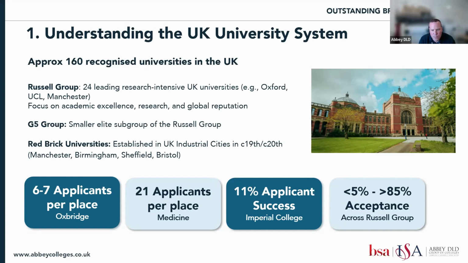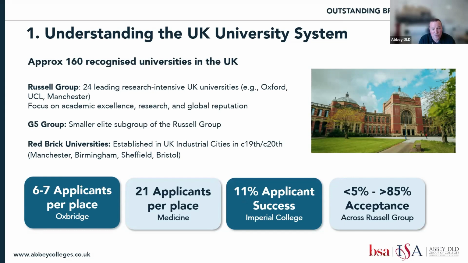So when we talk about these types of universities, certainly from the Russell Group and the G5, they tend to be the more prestigious, more traditional universities here in the UK, and they tend to be the more competitive universities. What I mean by that is there are more students applying for places than there are places that they can offer in any given year.